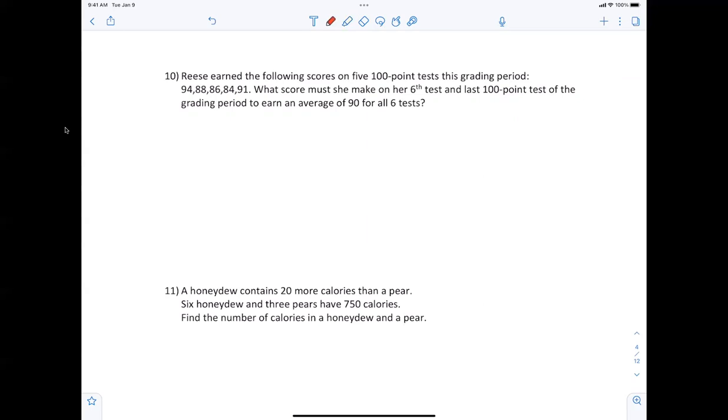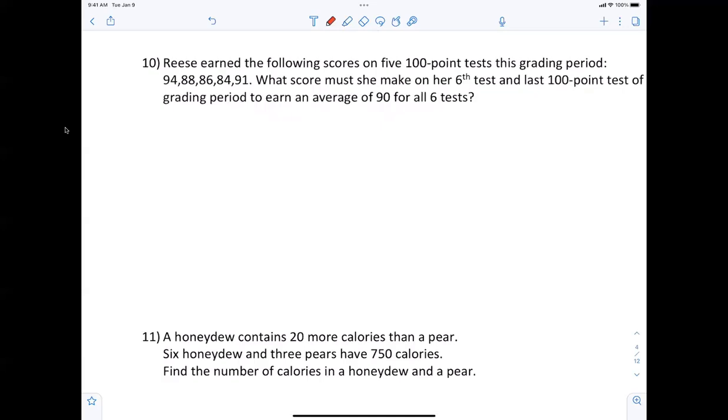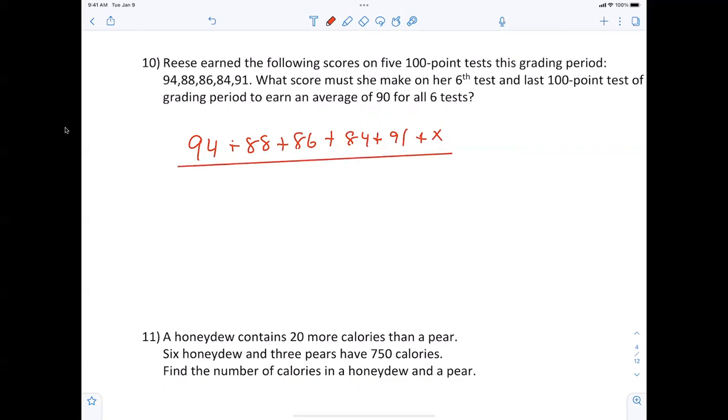And then add them? Yeah, so you're going to add them all up, right? We're missing a score. Does everybody agree with that? So I need everybody to do this. This is on the test for sure. 94 plus 88 plus 86 plus 84 plus what? Now she's going to take another test, right? So that's going to be plus what? X. How many scores does she have? How many? 6.